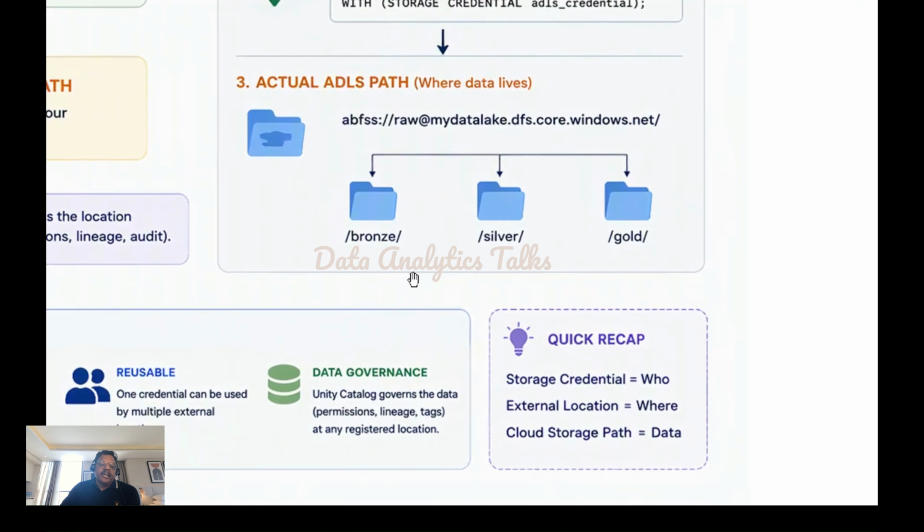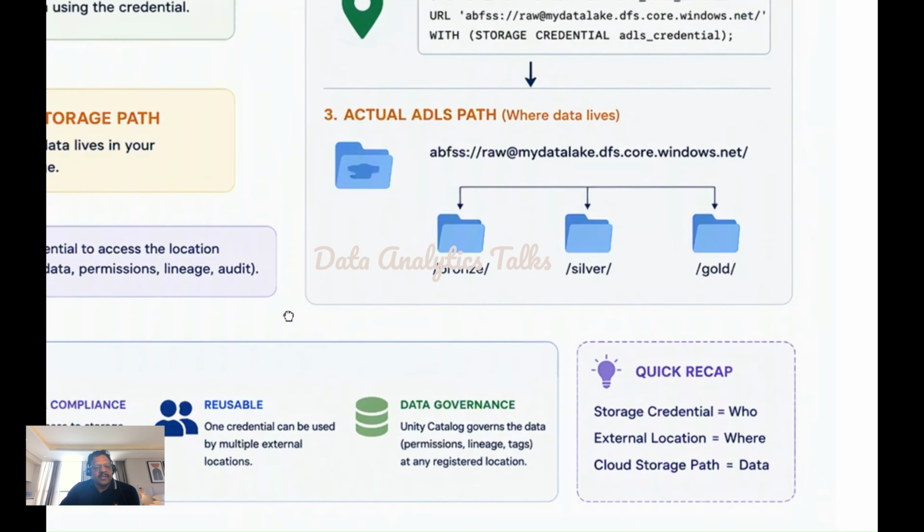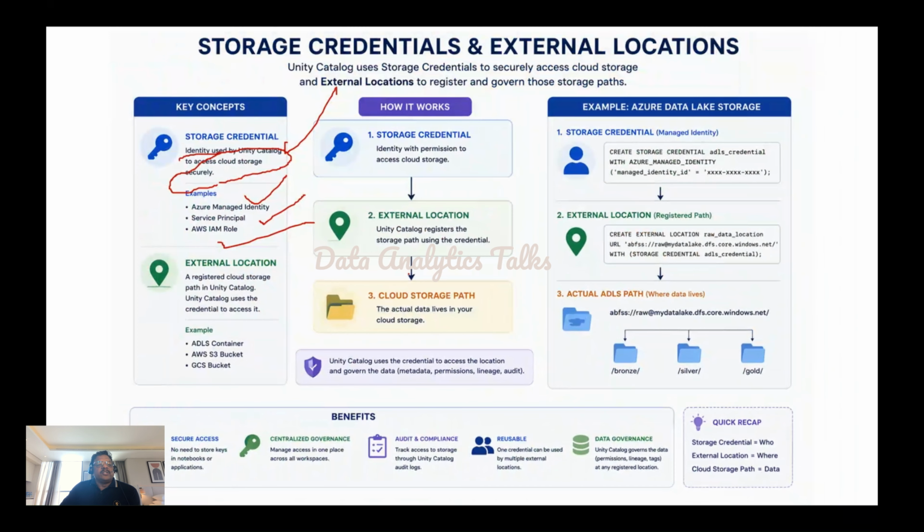Then a quick recap: storage credential is equal to who, external location is where, and cloud storage path is equal to data. So this is all about the storage credential and external location. No need to complicate it. It is a mapping of the storage account registered in the Unity catalog, and it is the account that has the access to the storage account. So the data is pulled from the storage to the Databricks using an external location.